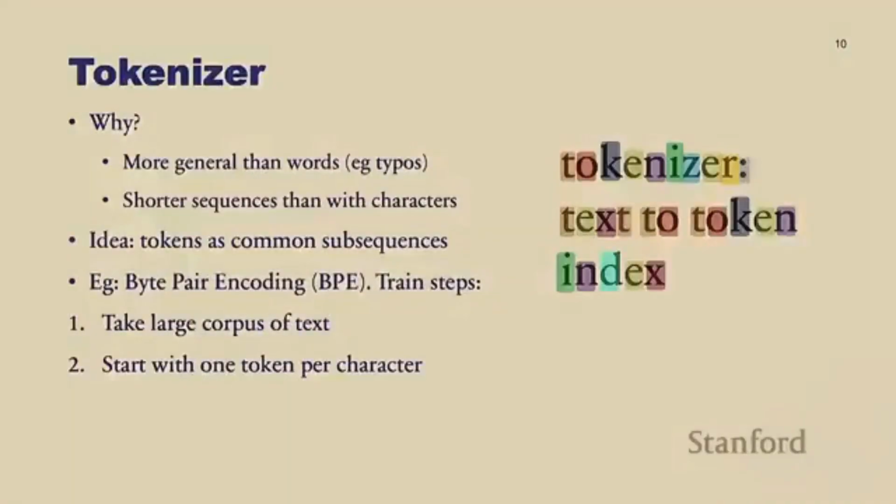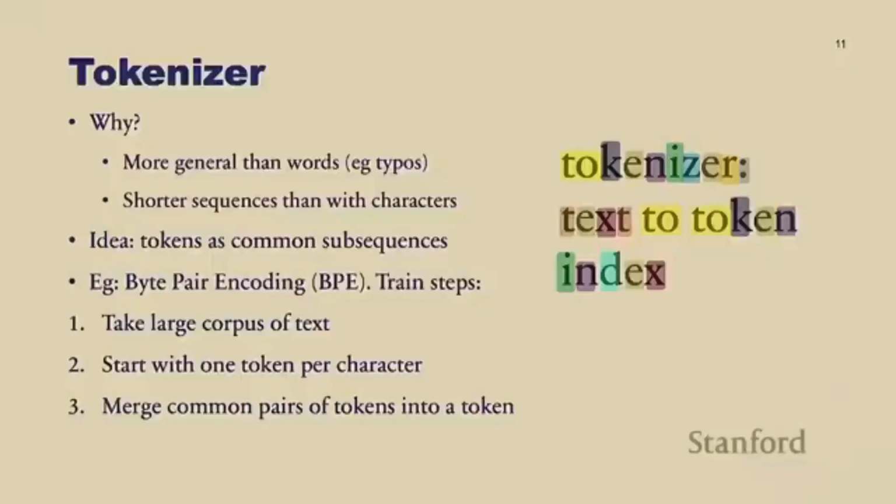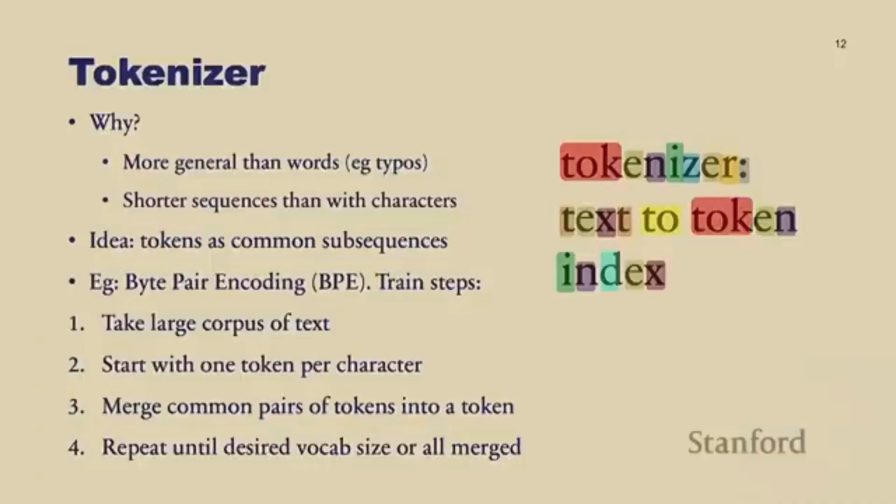Then you associate every character in this corpus of text with a different token. So here I just split up every character into a different token, and I color-coded all of those tokens. And then you go through your text, and every time you see the most common pair of tokens, you merge them. So here you see 3 times the tokens T and O next to each other, so you're just going to say this is a new token. And then you repeat that.